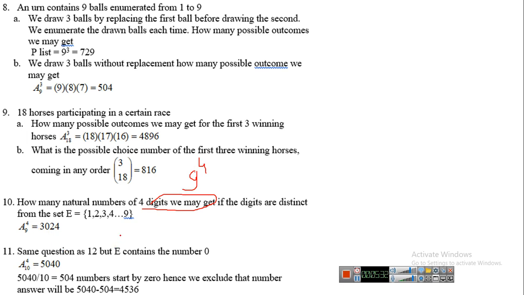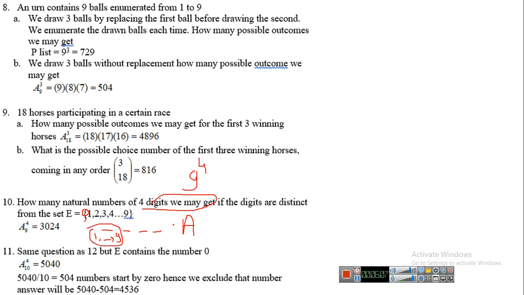The same equation but containing the number 0. What happens if you have 0 here? If you have 0, we know a number cannot start by 0. So order is important, so distinct. So it's an arrangement, first of all. The first digit cannot be 0, so you can put any number from 1 till 9 without the 0 in the first digit. So how many choices you have?